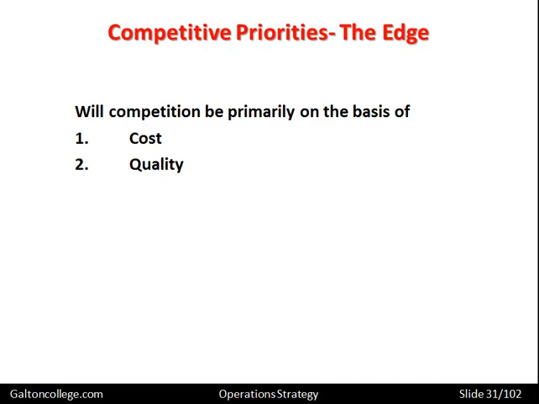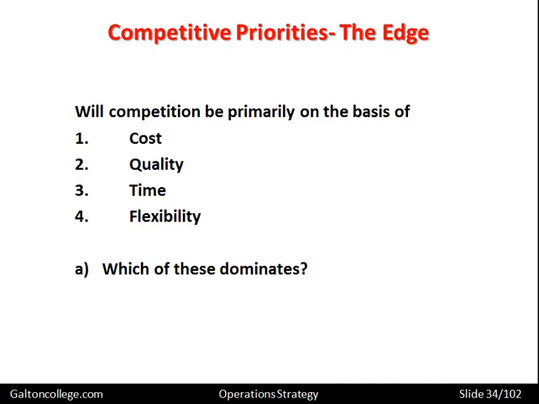Will it be on quality? Or time? When is it delivered? How frequently can the company deliver to the customers? And flexibility. What if customer demands change slightly? Can the product be altered to meet the new requirements? Or if customers want it delivered at certain times, can the company change and deliver when the customers want? What sort of flexibility, in other words, has the production system got?